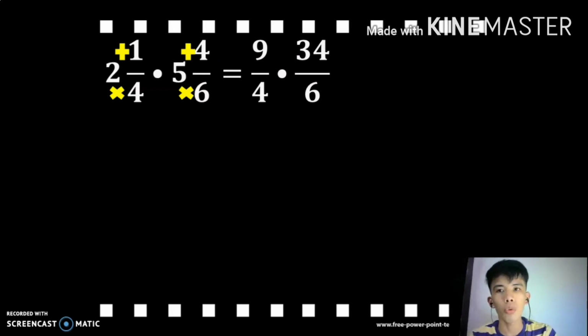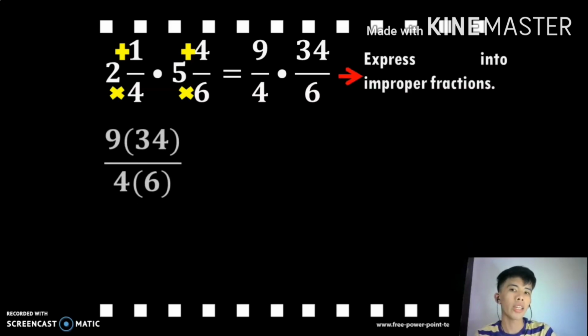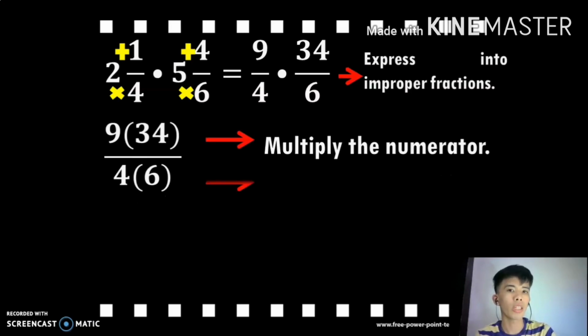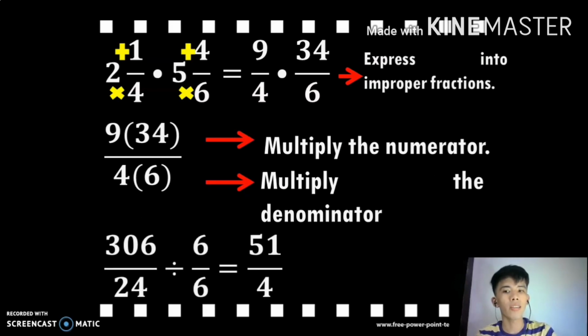Ulit. 4 times 2 plus 1. 4 times 2 is 8. Plus 1 is 9. Copy the denominator 4. 6 times 5 is 30. Plus 4 is 34. Copy the denominator, which is 6. And then, just simply multiply. Numerator again by numerator, then denominator by denominator. So, the final answer is 306 over 24. Simplest form, 51 over 4. Ito ang simplest form, 51 over 4 kasi na-divide both by 6. So, ganyan lamang kapag magmumultiply tayo ng rational number.